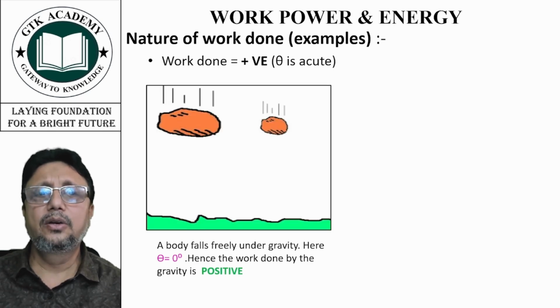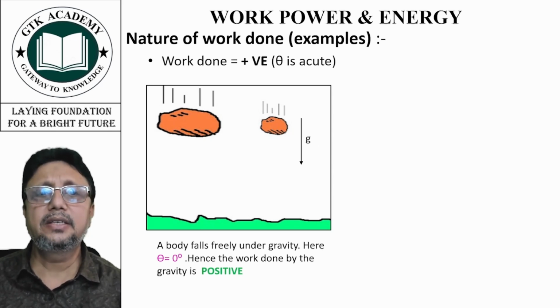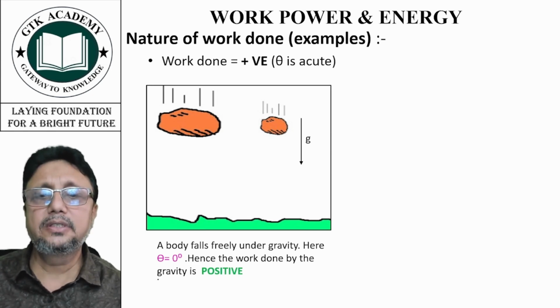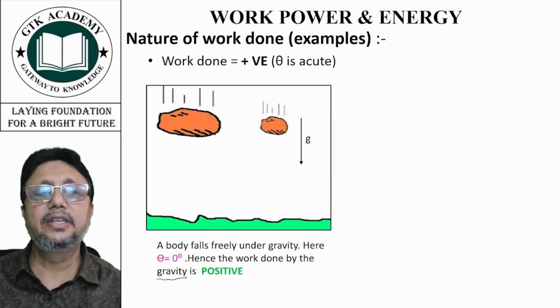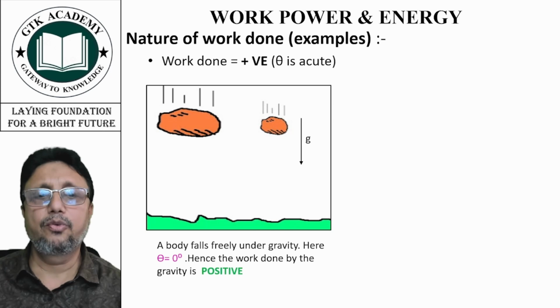These are two bodies which are falling, and the force of gravity is acting in this direction. So the displacement is also taking place in the direction of force. So work done by the force is positive, and the force is gravity here. So work done against gravity will be negative, against the force.